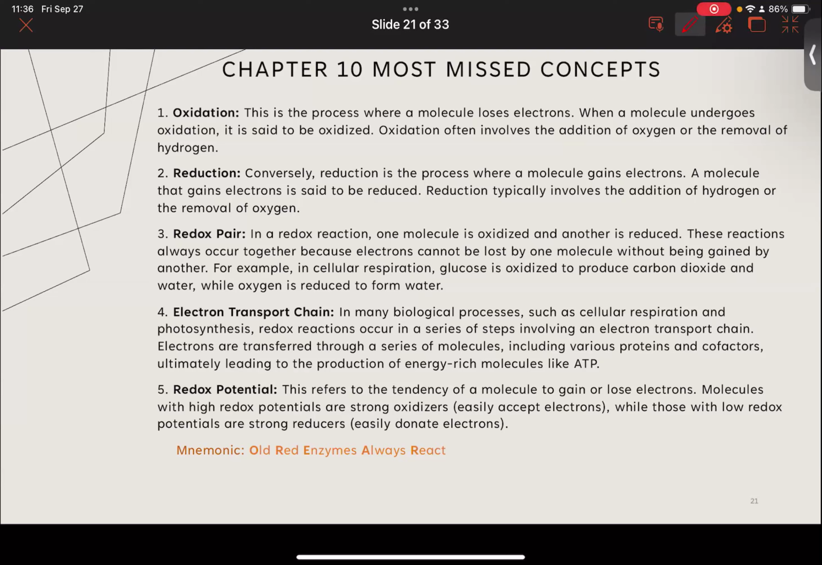And redox potential, this is just talking about the tendency of a molecule to want to gain or lose electrons. Okay, so in order to remember all those, there's that old "red enzymes always react." I don't know what else to say about it.